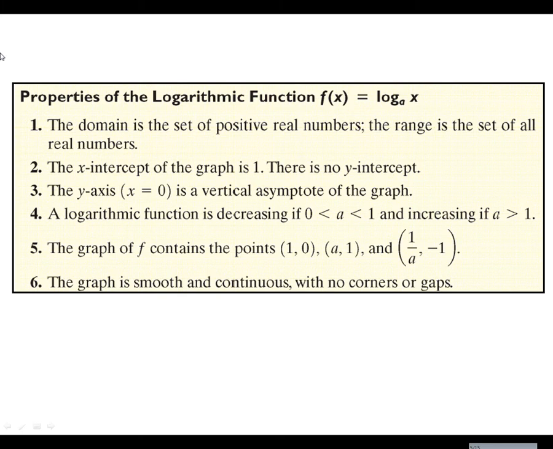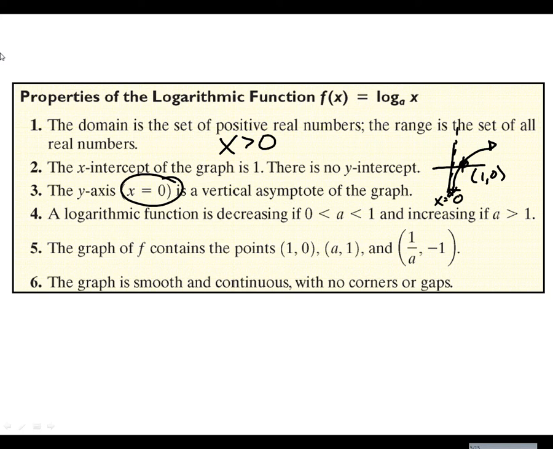All right, so just a reminder here, the domain of your parent function for logarithms is all positive real numbers. X is greater than 0. The x-intercept is 1. Remember, we're going to always cross at 1 comma 0 for our logarithmic functions. All right, x equals 0 is our vertical asymptote. X equals 0. And a logarithmic function is decreasing if a is between 0 and 1.